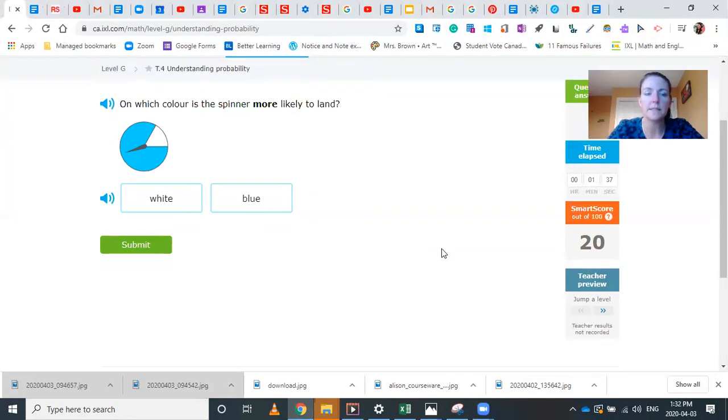Looking at this one again, on which color is the spinner more likely to land? Well, there's a huge part of blue and a tiny bit of white. So blue is more likely. There's a lot more of it. So it would be hit a lot more often.